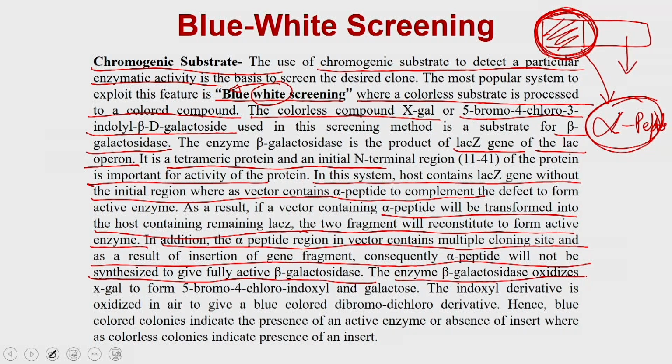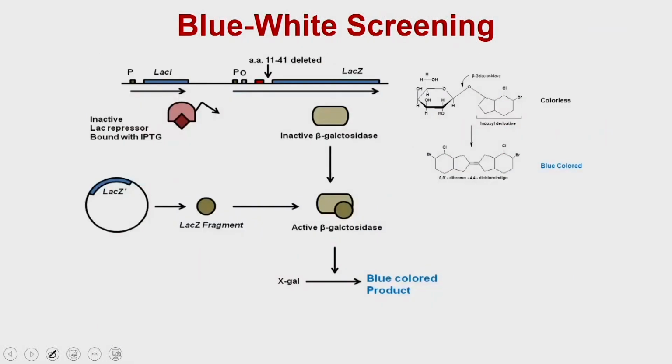The enzyme beta galactosidase oxidizes X-gal to form 5-bromo-4-chloro-indoxyl and galactose. The indoxyl derivative is oxidized in air to give the blue colored dibromo-dichloro derivative, hence the blue color indicates an active enzyme and absence of insert, whereas the colorless colonies indicate presence of an insert. So, what it is saying is that you have this 11 to 41 part missing, and this 11 to 41 part can be supplied by the vector.